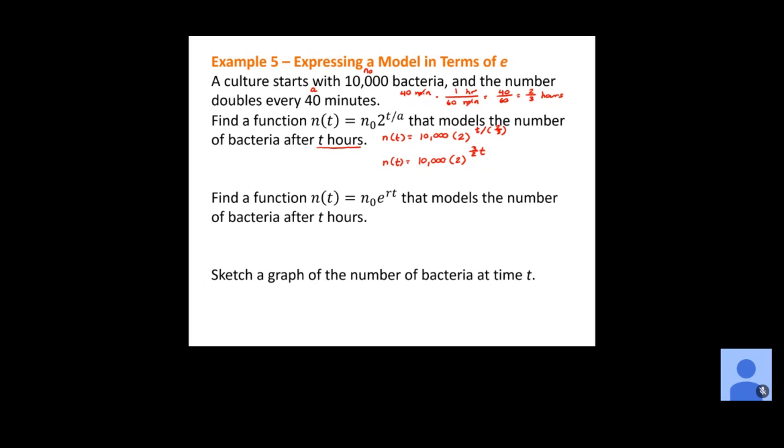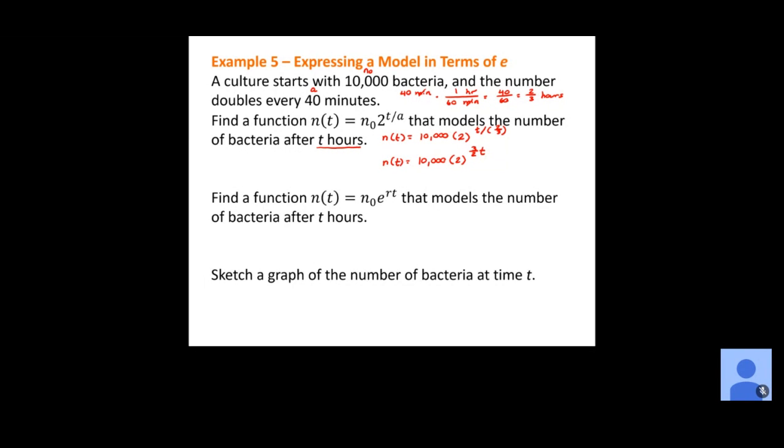Now we want to find a function N sub 0 times e to the rt that models the number of bacteria after t hours. So that means we need to find the relative rate of growth. Well, to do that, we need to use that doubling time formula to kind of give us an idea of what we're doing, right? So we know in this case that we're doubling every 40 minutes. So if I can figure out how many bacteria I would have after it doubles, then I could actually set this up and find that relative rate of growth, right? So I need to know how much time it's going to take to double and then use that to actually find the rate of growth.